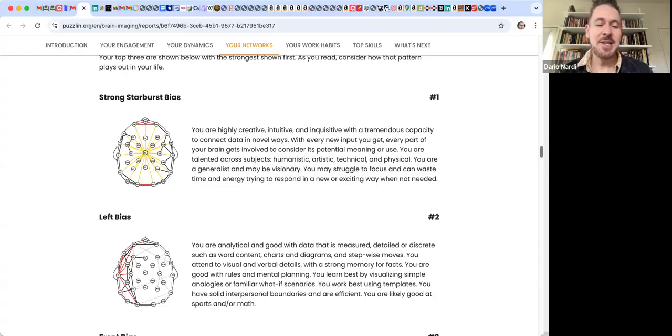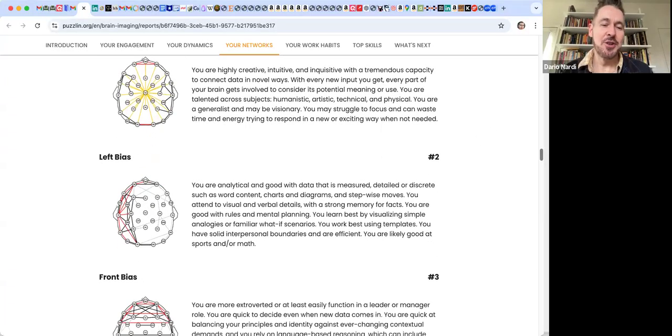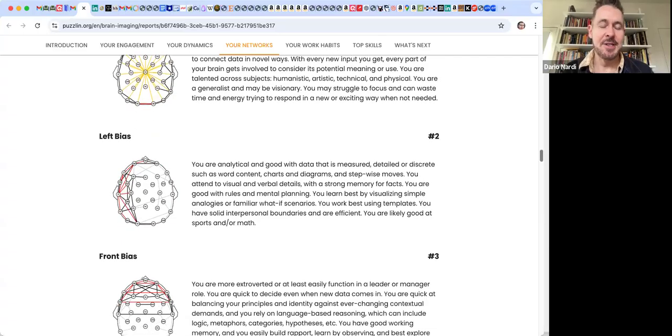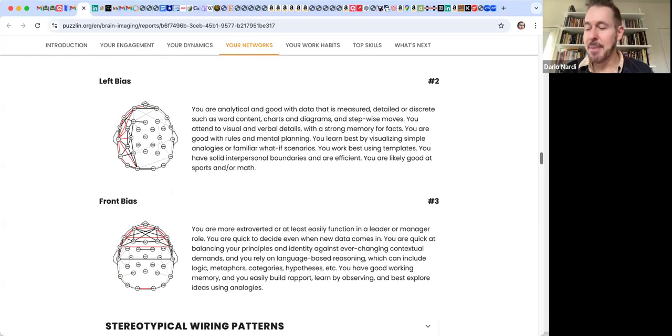And then you do have this left bias here, which is also quite strong, and it seems it goes back a ways in your brain. Like you were very much, you'd say, oh yeah, he grew up developing these skills. It's not just recent in the past 2 years. And you have a little bit of a front bias. It's not particularly noticeable or strong.